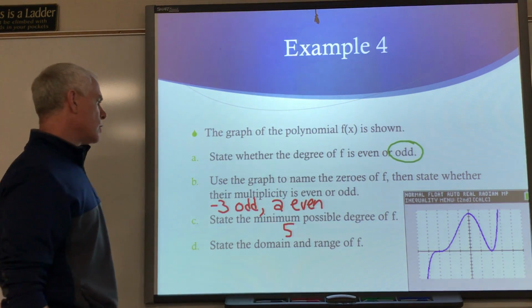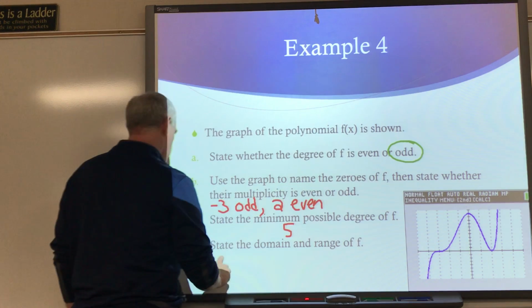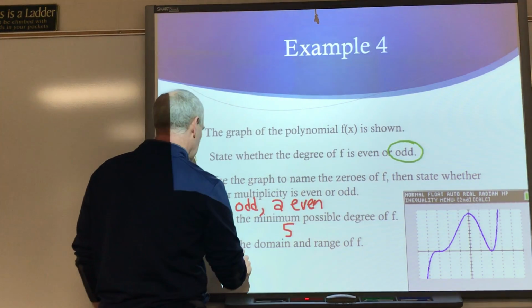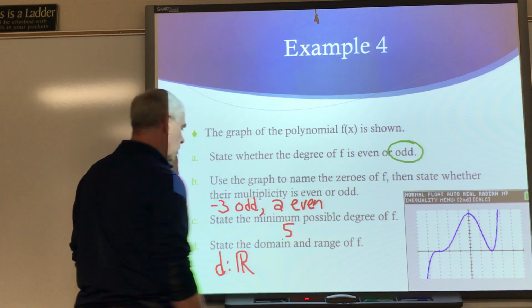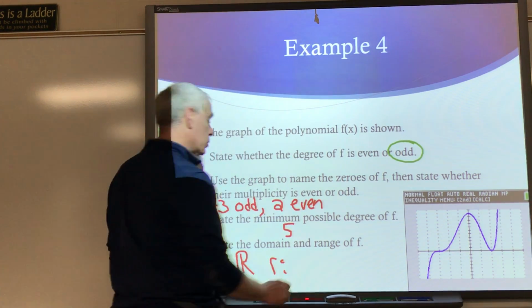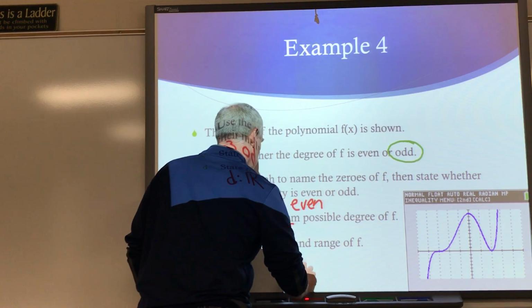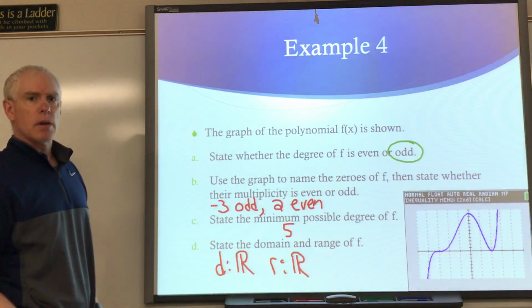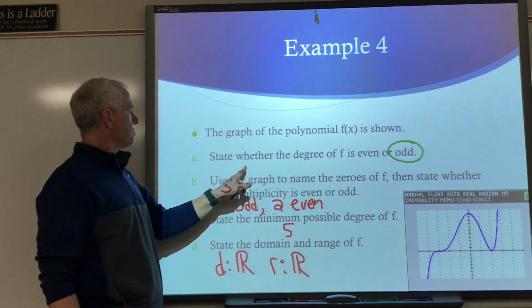State the domain and range of f. The domain, this polynomial goes left and right forever. All real numbers. The range, this polynomial goes down to up, so also all real numbers. That's what I should be able to glean from the graph of that polynomial.